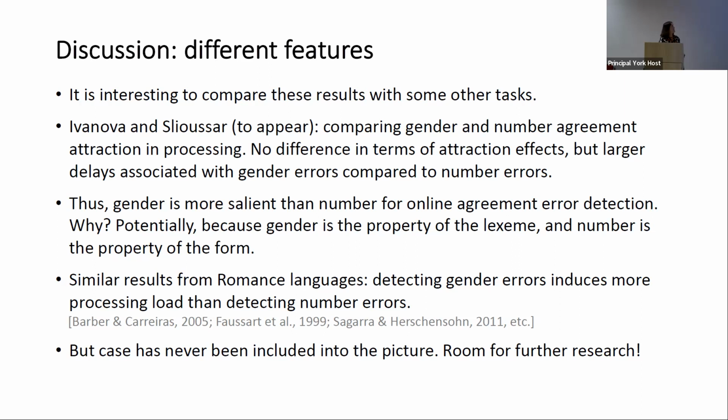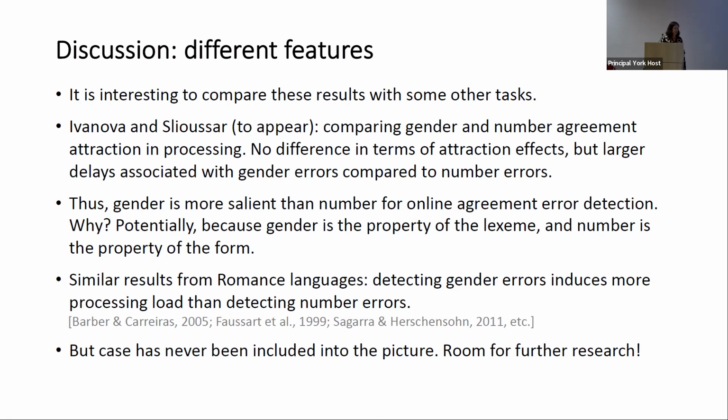So why these results in this experiment? Potentially because gender is the property of the lexeme, while a number is a property of the form. And violating something that is true for the lexeme as a whole triggers bigger delays than violating something that is only true for the particular form of the noun.